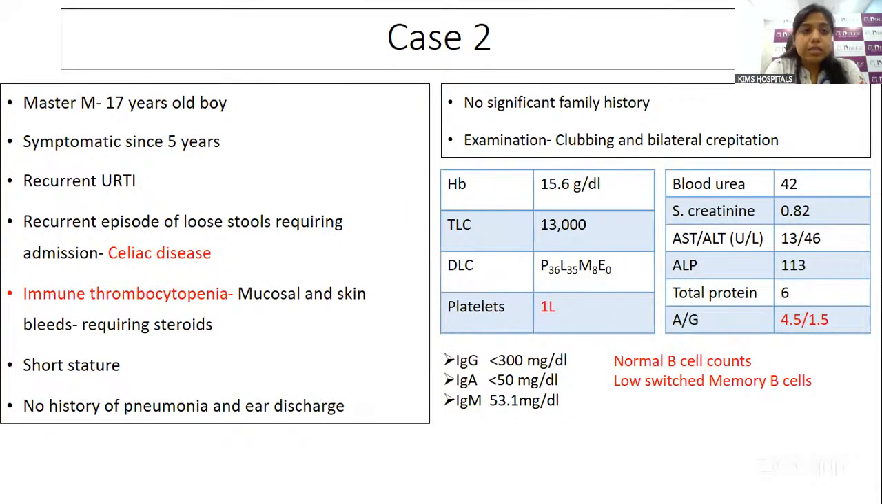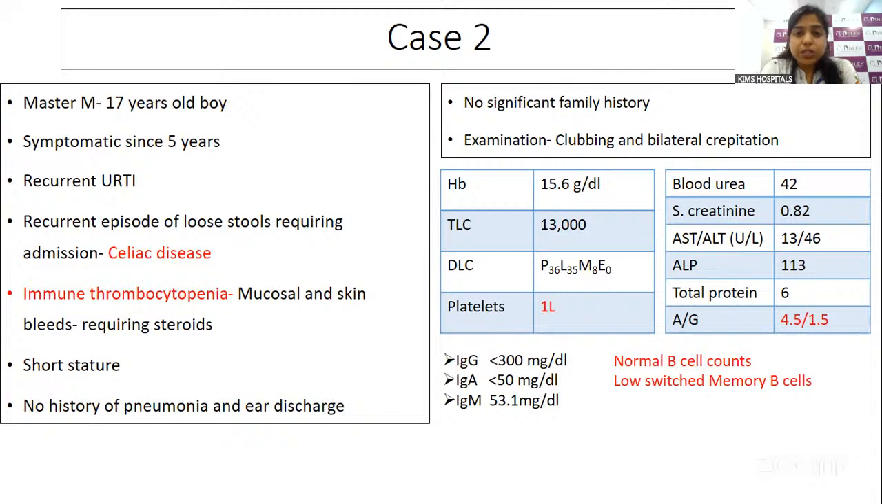So the next case is a 17-year-old boy. Even though the presentation started at around 5 years of life, he presented to the immunologist only at 17 years of age. This child had recurrent URTI. He had recurrent episodes of loose stools requiring admissions, and the child was managed as celiac disease. On follow-up, the child also developed immune thrombocytopenia, having mucosal and skin bleeds, requiring steroids. However, there was no significant family history. On examination, the child had clubbing and bilateral crepitations.